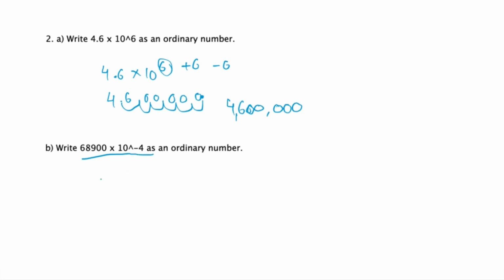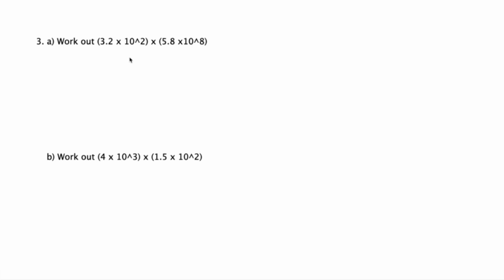Write 68,900 times 10 to the power of minus 4 as an ordinary number. Again, like I said before, you have a minus now, so you move the decimal place to the left. So 1, 2, 3, 4. So then the answer becomes 6.89. The answer is 6.89.